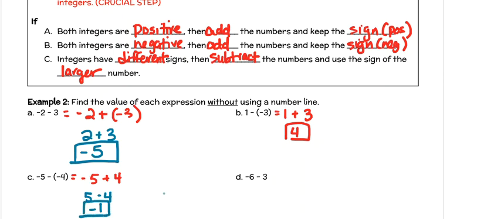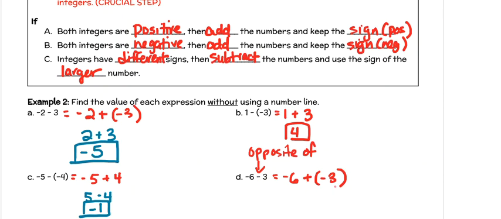Let's do another one. Negative 6 minus 3. So you're going to have negative 6. And the opposite of positive 3 is a negative 3. So you can do adding negative 3. This is similar to the first one, A. Doing that negative means the opposite of a positive 3, which is a negative 3.